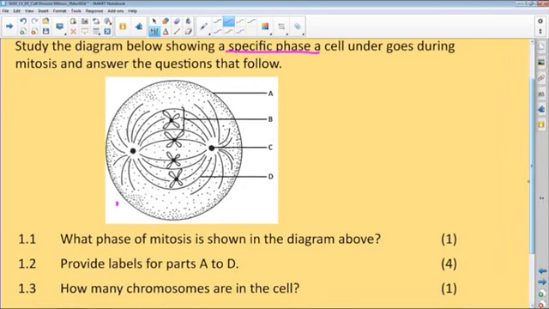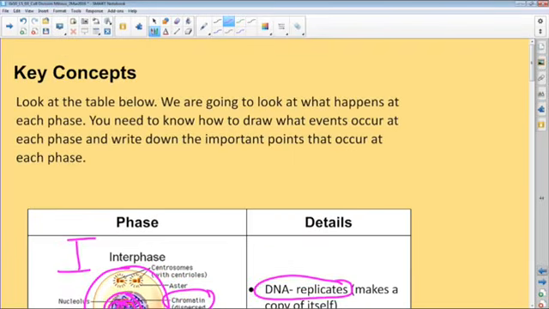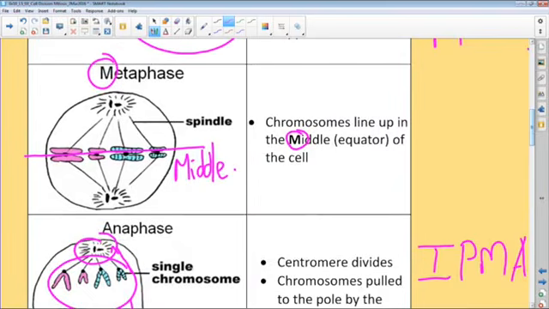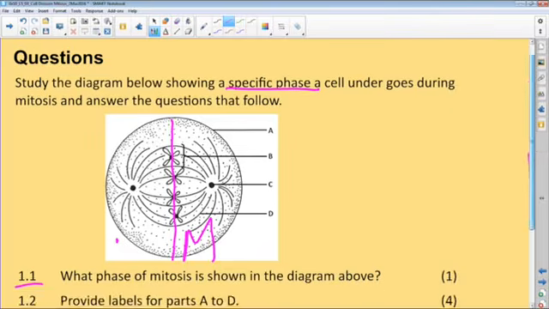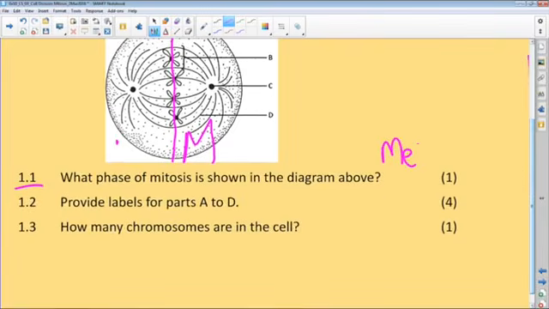Now look at my cell. What do I need to look at? I see that the chromosomes, wow, where are they? In the middle. So what does that mean? If we answer our first question, what phase of mitosis is shown in the diagram above? M stands for middle. Remember, let's go back to the previous slide. What's the phase where they're all in the middle? Yes, well done, those of you who were able to get it. It is called metaphase.